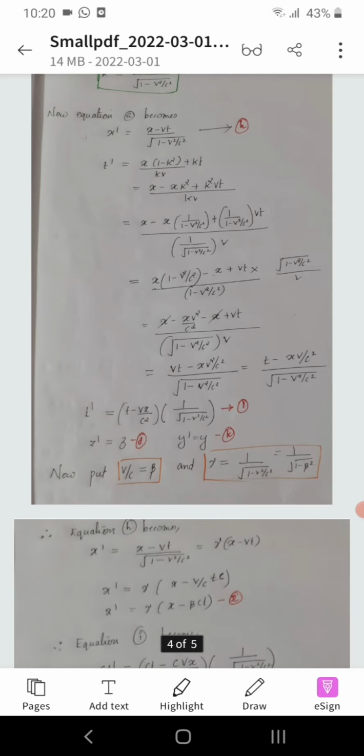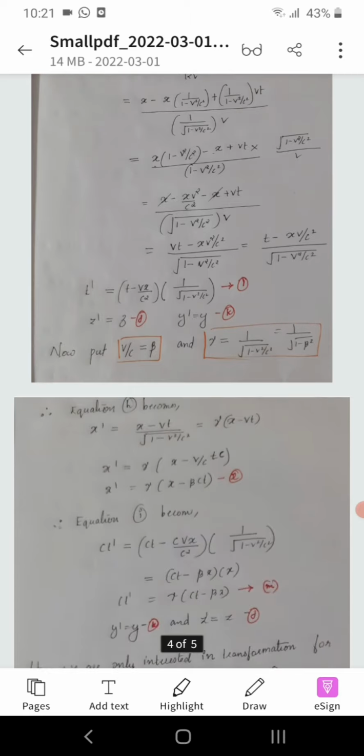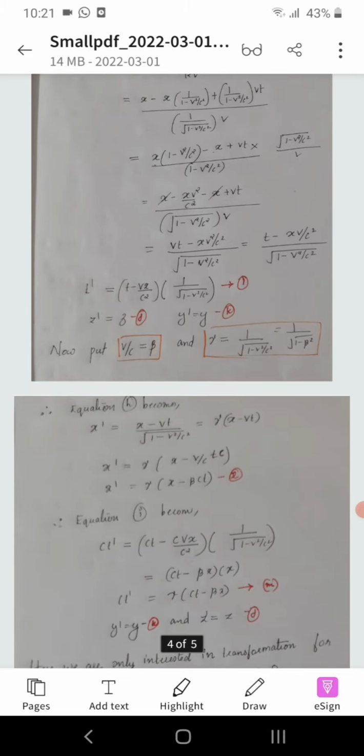So we will get x into 1 minus v square by c square minus x plus vt divided by 1 minus v square by c square into root of 1 minus v square by c square by v. x and x got cancelled, and we will get vt minus x v square by c square by root of 1 minus v square by c square, that is equal to t minus xv by c square by root of 1 minus v square by c square. Here we are taking v as common and it gets cancelled with the denominator. Then we will get another equation for t prime, which is equal to t minus vx by c square by root of 1 minus v square by c square. Put this equation as I.